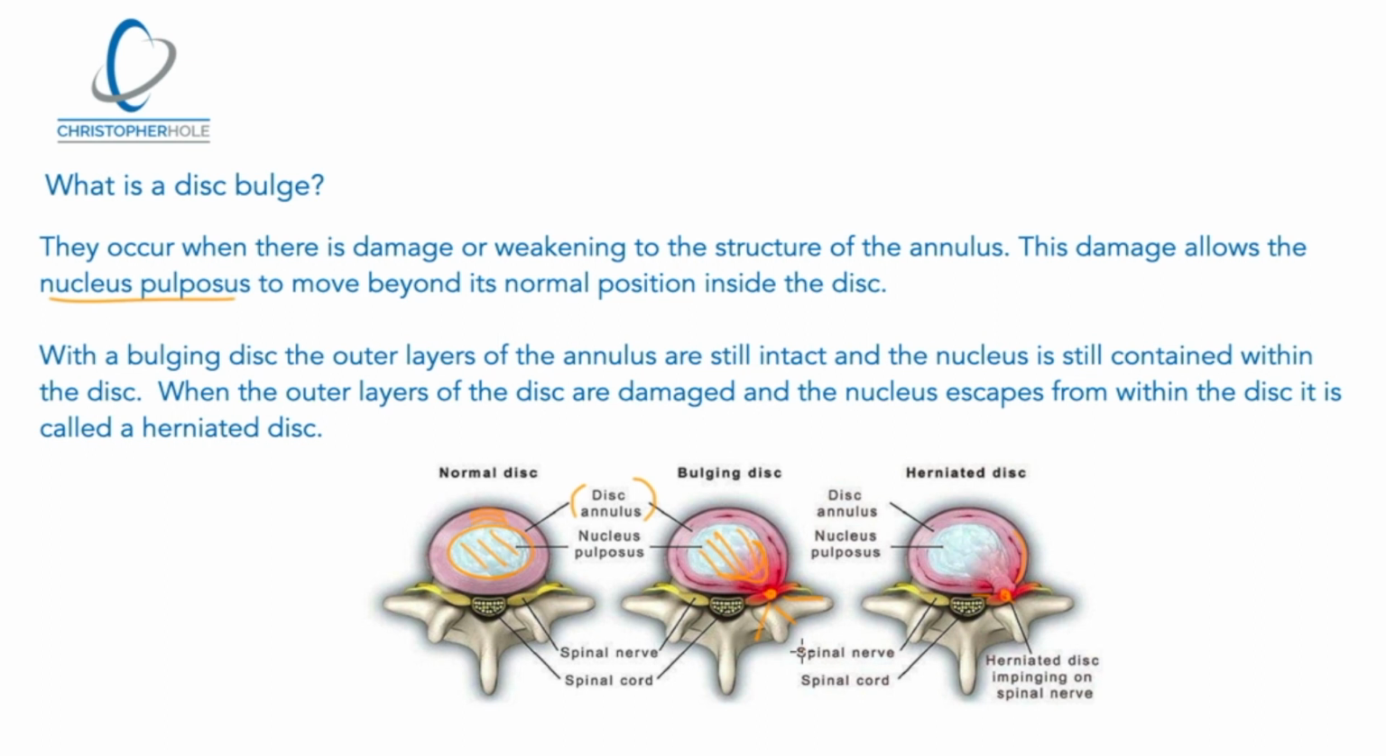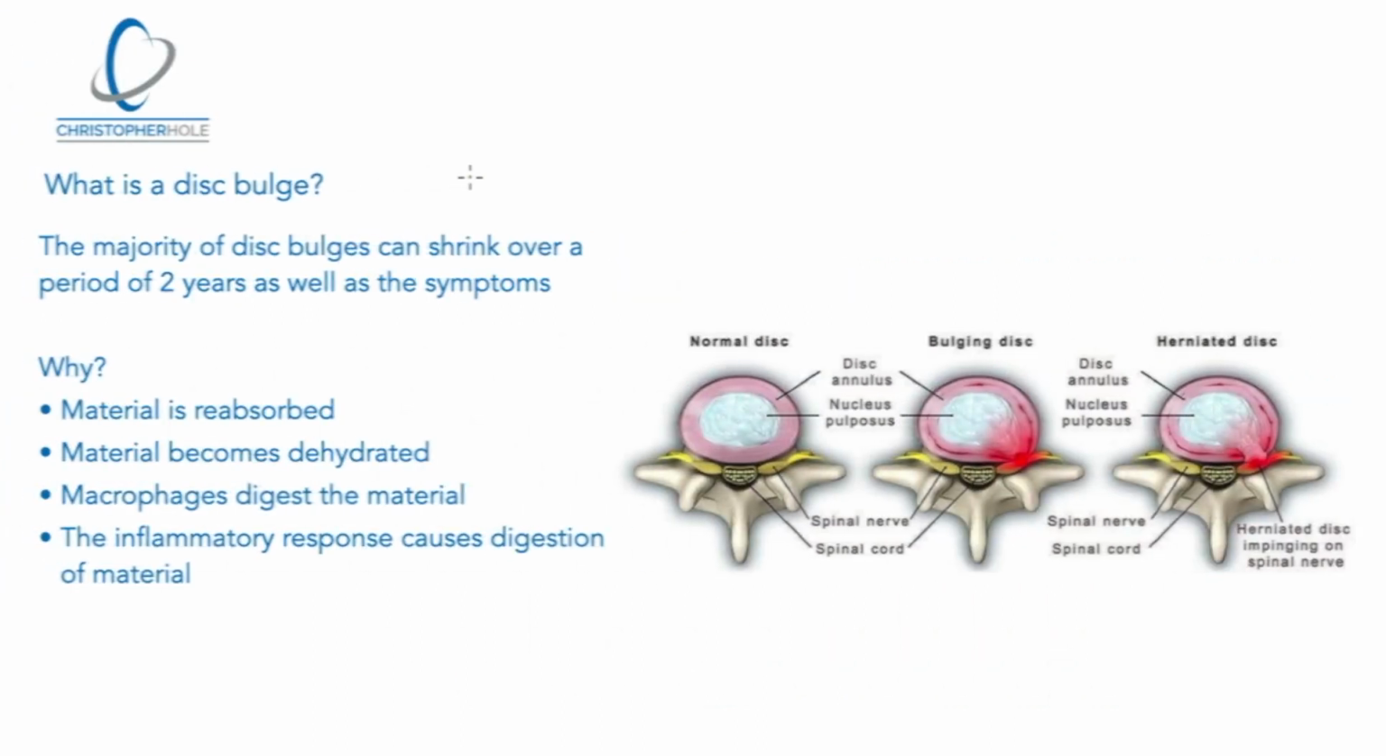What we're now going to look at is the recovery process, and then why we need to go about minimizing certain exercises and start doing other ones. Before we get into the two exercises, I just want to finish off this section by talking about the natural healing process that can happen with a bulging disc.